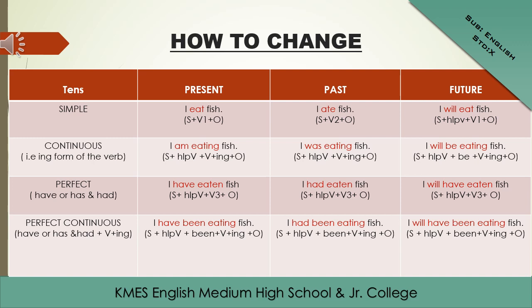Next what we have is perfect tense. Now whenever you have perfect tense, we have to make use of a form of have, that is have, has or had according to the subject and the tense, that is present, past or future. So the same sentence, when we change it into present perfect, it will become I have eaten fish. We have added here have in order to show perfect, and with it we have used the third form of the verb, that is eaten. So I have eaten fish.